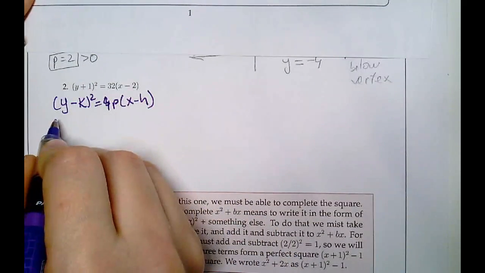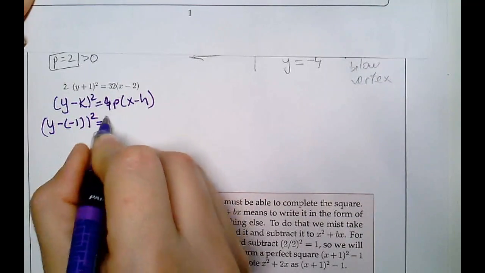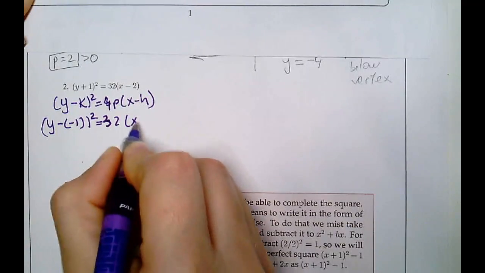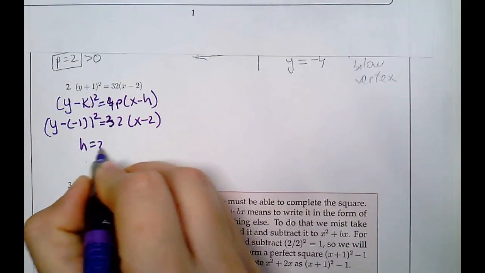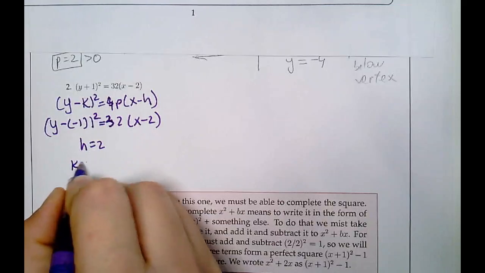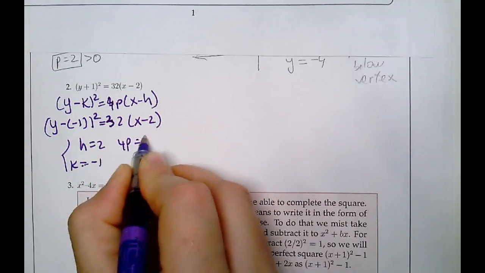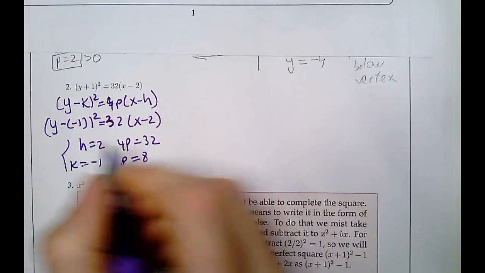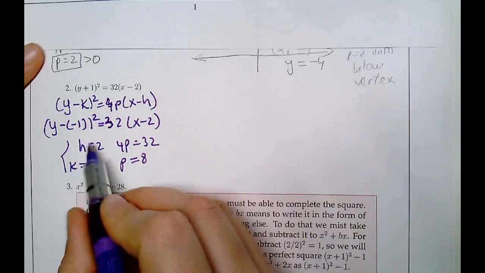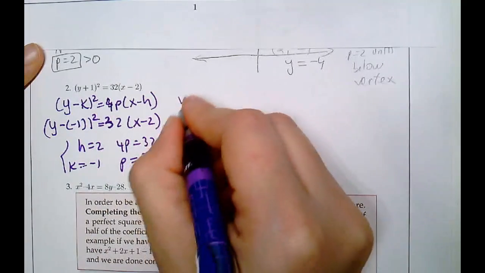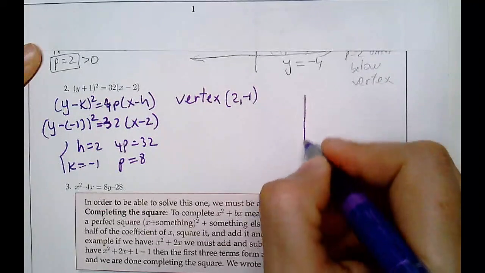So notice that I have y plus 1 squared, so I can write that as y minus -1 squared equals 32 times x minus 2. So this gives me that h is 2, and then k is -1. And then 4p has to be equal to 32. So this gives us that p is 8. There you go. So I have that p is 8. h, k, which is the vertex, is 2, -1. So vertex 2, -1. So let's start drawing it.